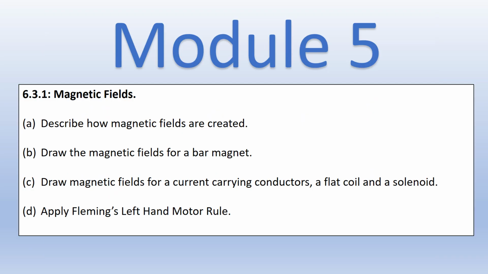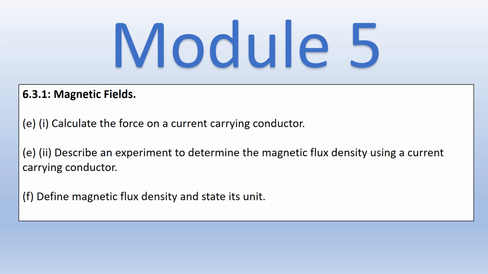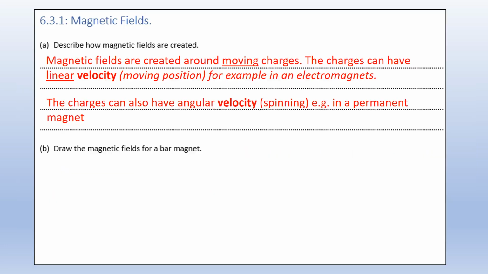Alrighty, so now we're going to move on to magnetic fields. We're going to look at some basics to start off with and have a look at the fields in different scenarios. Then we're going to move on to look at forces between two objects. So first off, let's describe how magnetic fields are created. An electric field is created around a stationary charge. A magnetic field is created around a moving charge. That can take two forms.